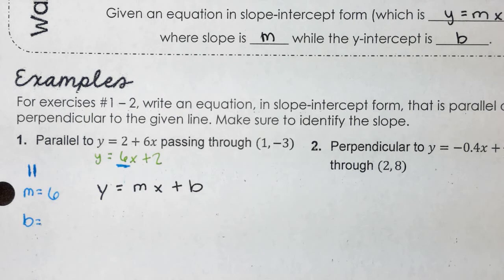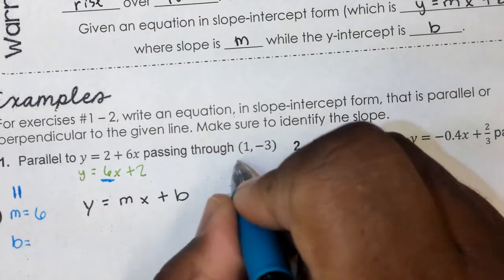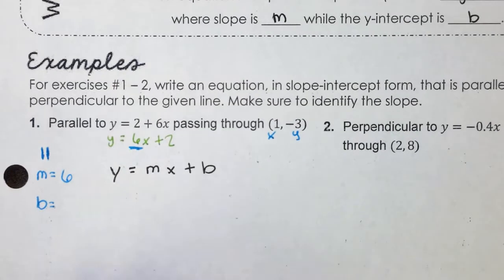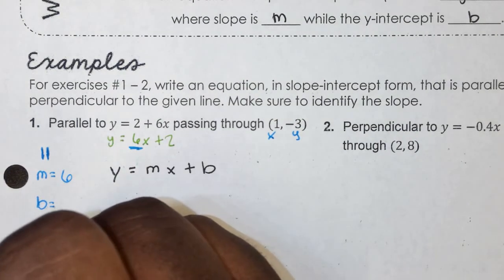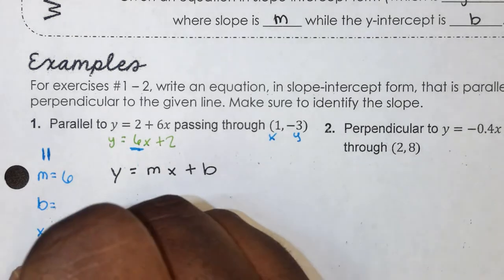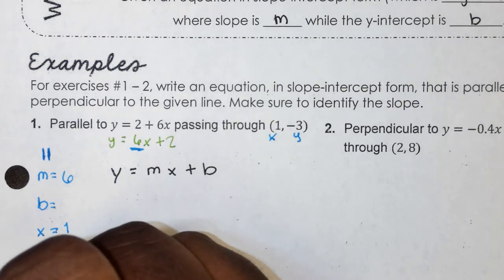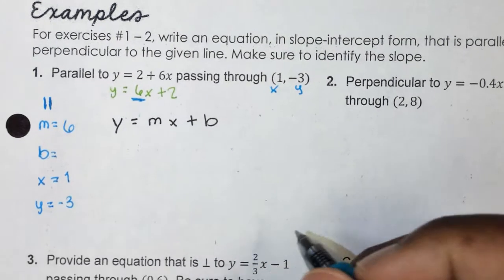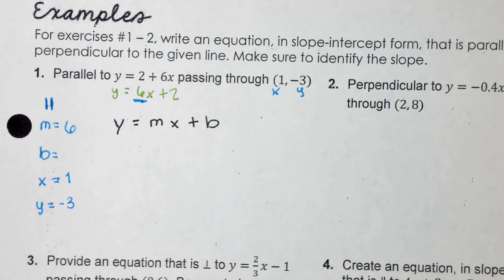So I'm going to label up here for you. This is my x, this is my y. I'm going to even write it down here on my side with my other stuff. X equals 1, y equals -3. So out of my equation, I got 3 out of the 4 parts. I got m, I got x, and I got y. I just need to solve for b.